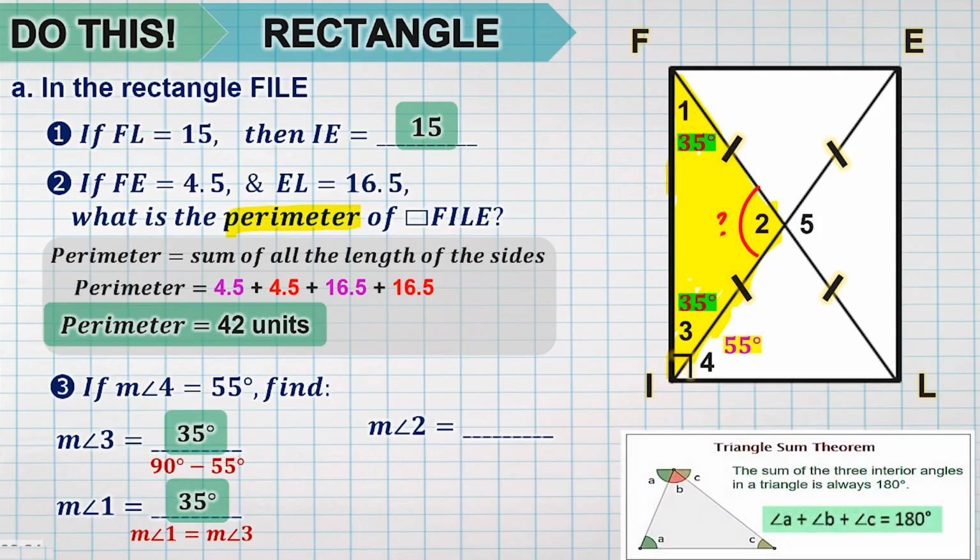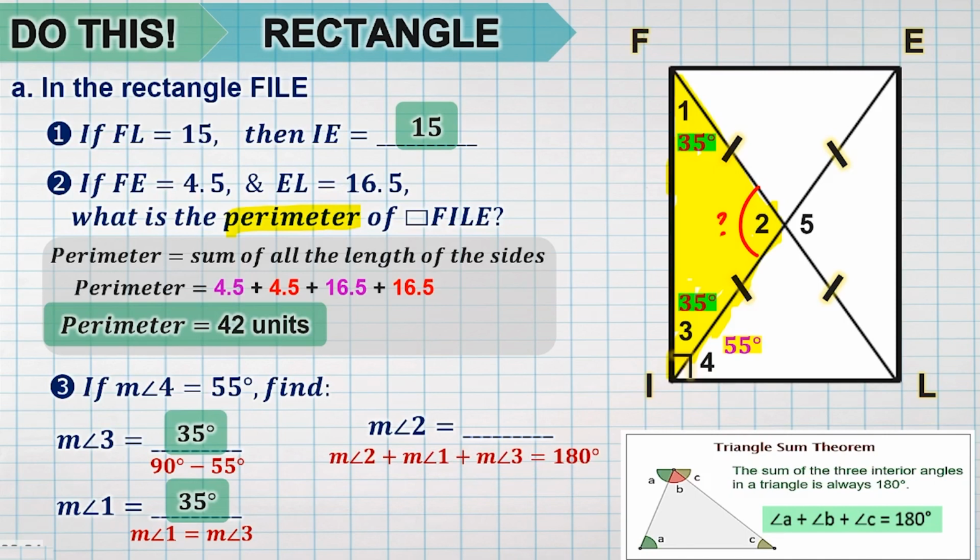You will use the triangle sum theorem, wherein, as you can see, the part highlighted in yellow there is a triangle. And the idea of the triangle sum theorem is that if you add all the measurements of the interior angles of a triangle, it will sum up to 180 degrees. That means when you add angle 1, angle 2, and angle 3, they will be equal to 180 degrees.